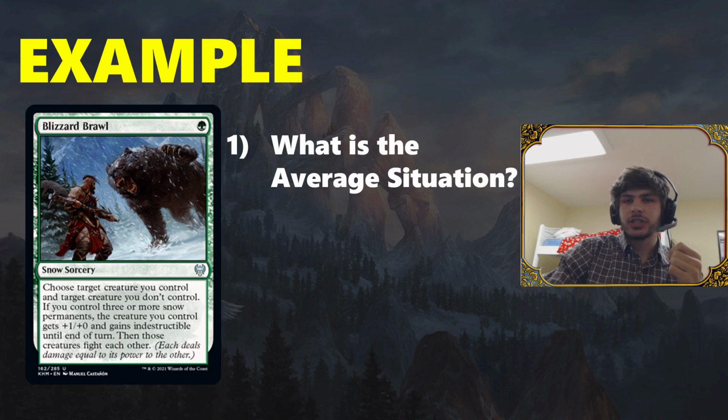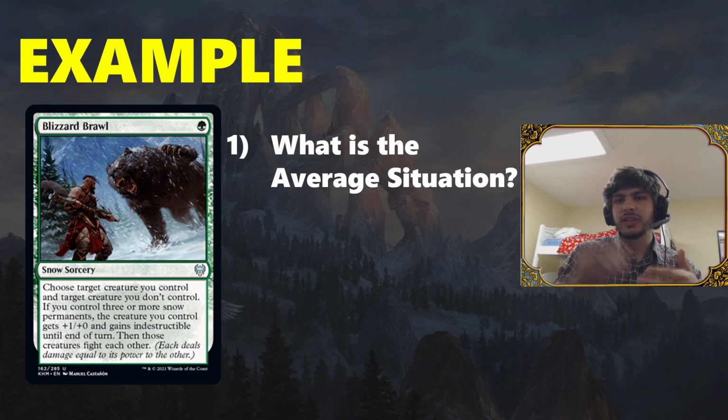What is the average situation? So if you are in a situation where you have a big creature, you're going to be able to use your Blizzard Brawl to just take out a smaller creature that your opponent has. So if you have a 4/4, you'll be able to kill their 3/3. The average situation, maybe you have similarly sized boards.